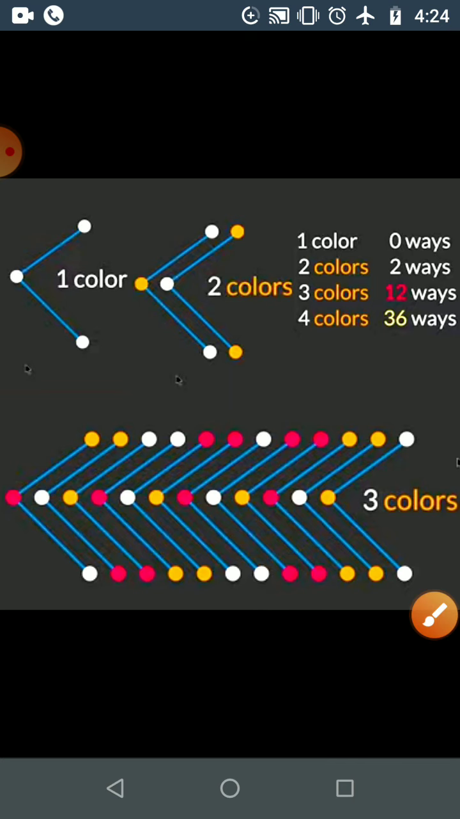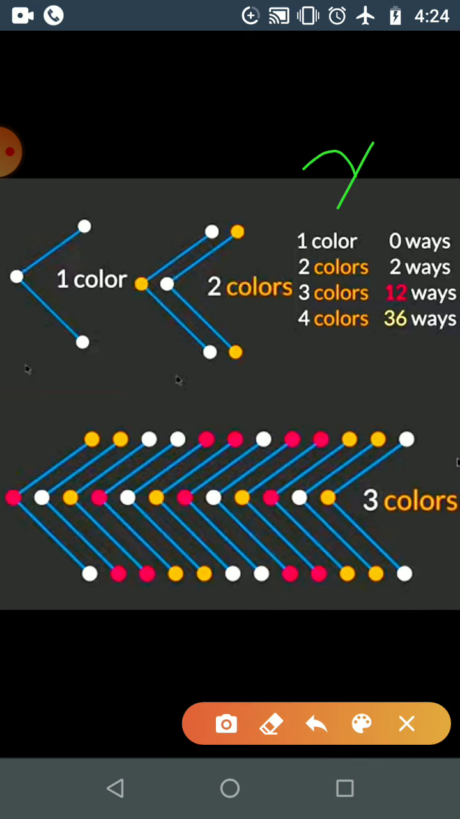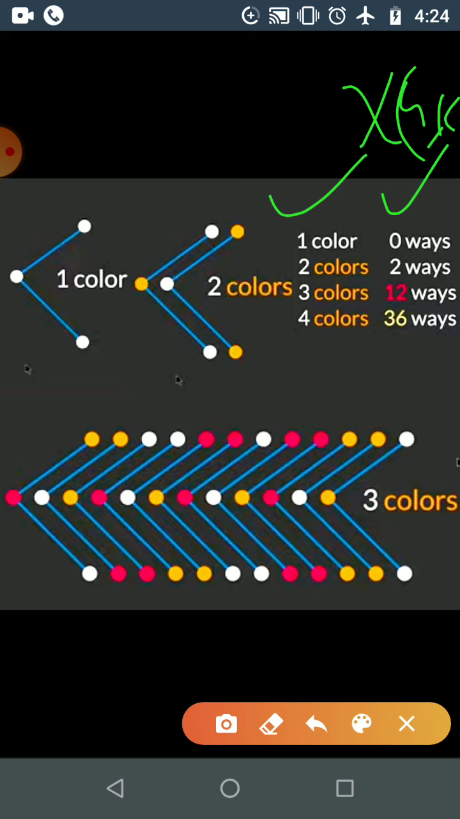Okay, so this is your chromatic polynomial, or you can say the number of proper colorings. So these are the number of colors, and this is χ(G; k), where k is the number of colors given.